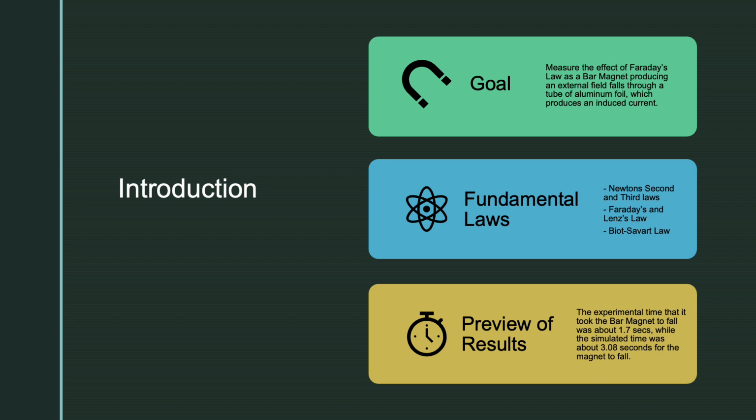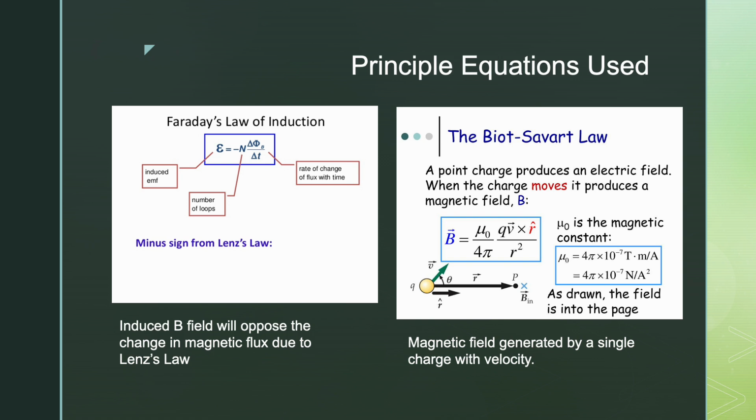So then a preview of the results. In the experiment, it took 1.7 seconds for the bar magnet to fall, and then in the simulated GlowScript code, it took about 3.08 seconds for the magnet to fall, and we'll get into the reasons why that differs later on in the lab. So these are the principal equations used.